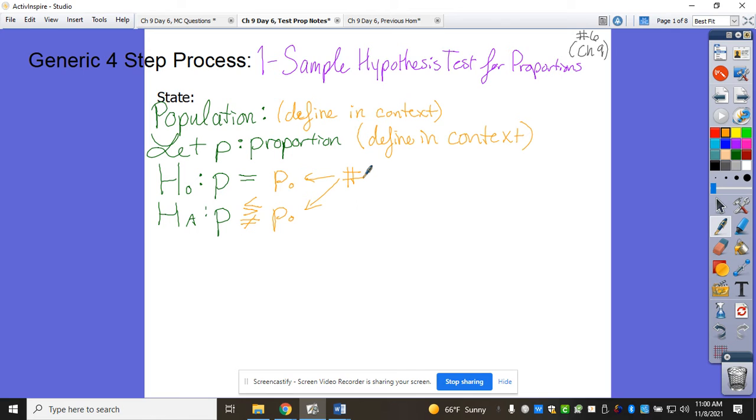And then what's the last thing? Let alpha, and that works the exact same way as before. If one's not given, then we use 0.05.